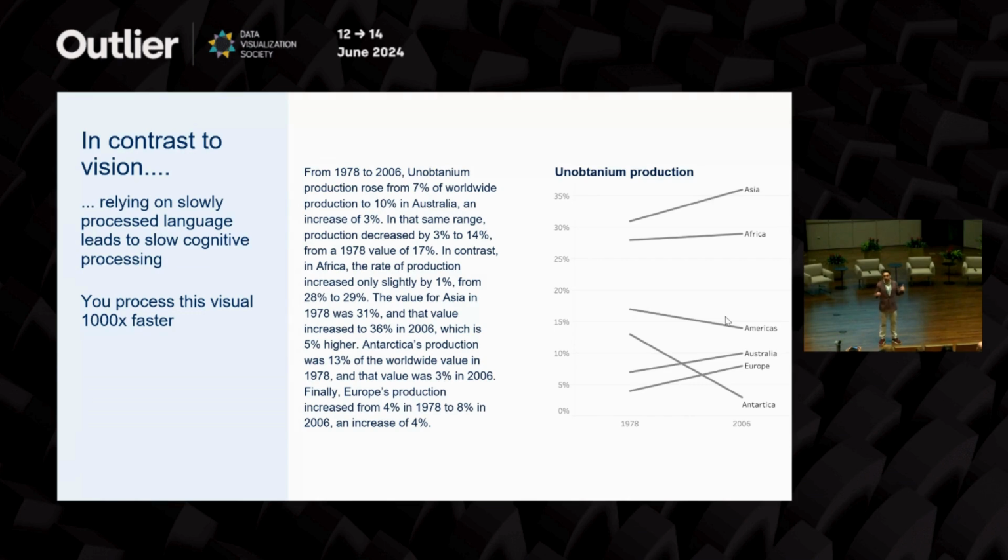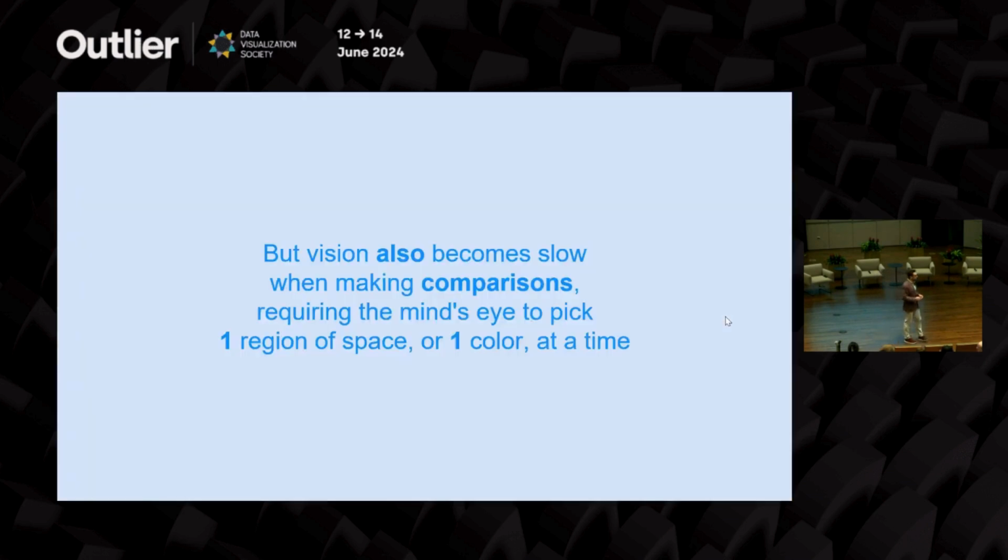I can say, who's producing the most unobtainium? And you say, Asia. Who's gone down the most? And you might say, Antarctica. Who's gone up by about the same amount? You might say, Australia and Europe. So that's much more efficient processing. You can memorize this, right? This will stick in your memory 10 times better than the verbal equivalent, and we can have a conversation over it. So these are the kinds of demos that we typically get of the power of visualizations.